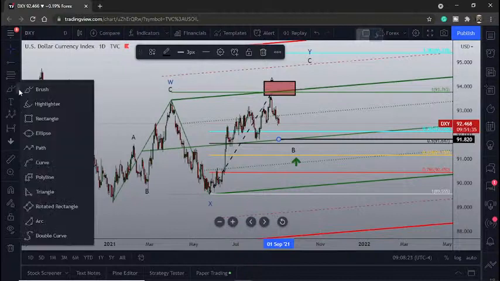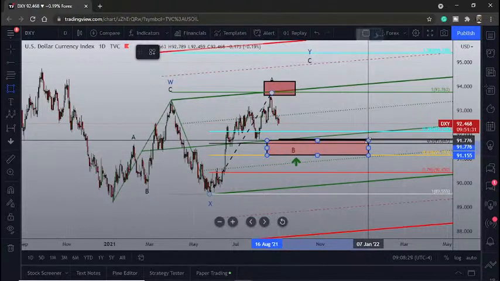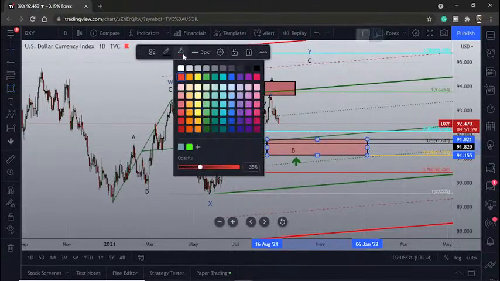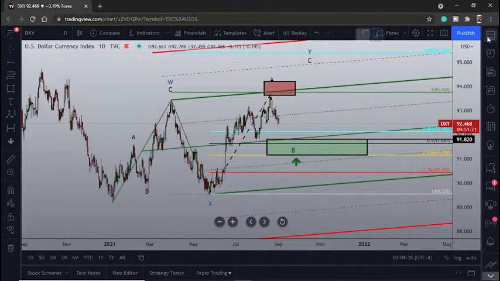So I think that is what is happening on the dollar index for those guys that trade currencies, and I'm looking for support within that sort of area over there. I just want to save that work quickly.